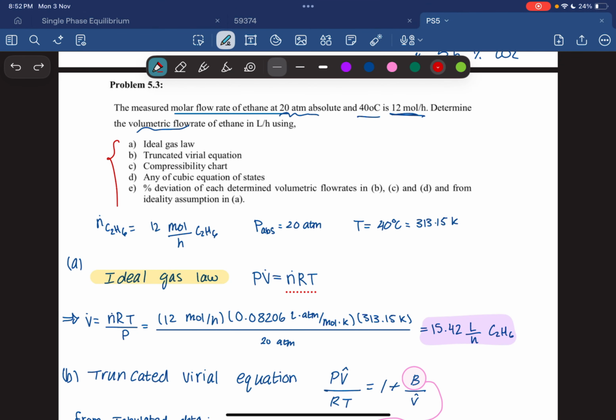Okay, Bismillah ar-Rahman ar-Rahim. We have reached the last problem in the problem set, which is problem 5.3. For this problem, we are given the molar flow rate, the absolute pressure, and the temperature, and we need to determine the volumetric flow rate of ethane using the different approaches here.